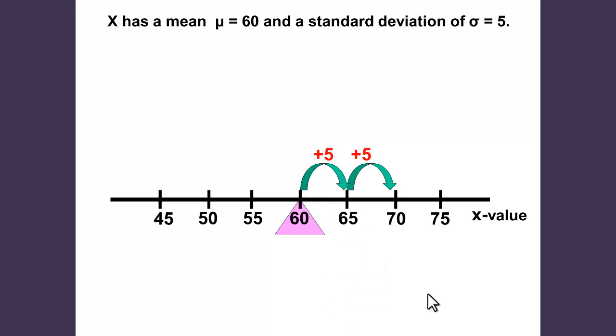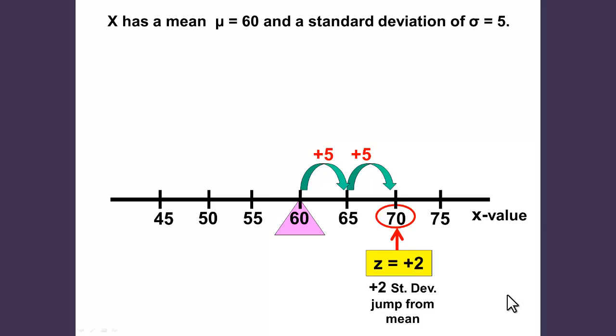1, 2 jumps from the mean gets us to 70. If it's 2 positive jumps to get to the value of 70, that means 70's corresponding z-value is positive 2. 2 positive standard deviation jumps from the mean gives us a z-score of positive 2 corresponding to the x value of 70. 2 positive standard deviation jumps from the mean of 60 gets us to 70 and a z-score of positive 2.